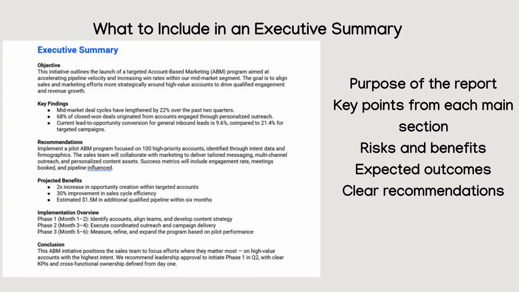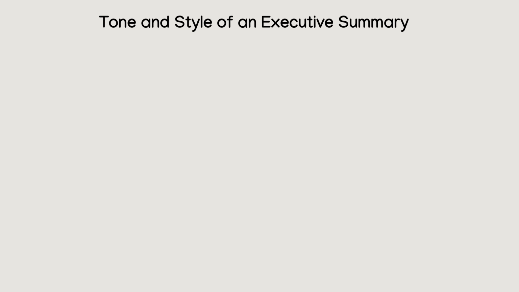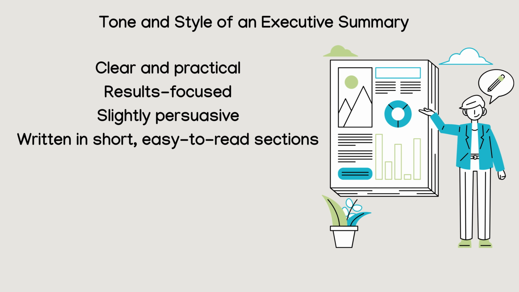What to include in an executive summary: purpose of the report, key points from each main section, risks and benefits, expected outcomes, clear recommendations. What to avoid in an executive summary: technical research details, complex academic language, long explanations of methods, minor or less important findings. Tone and style of an executive summary: clear and practical, results-focused, slightly persuasive, written in short, easy-to-read sections.